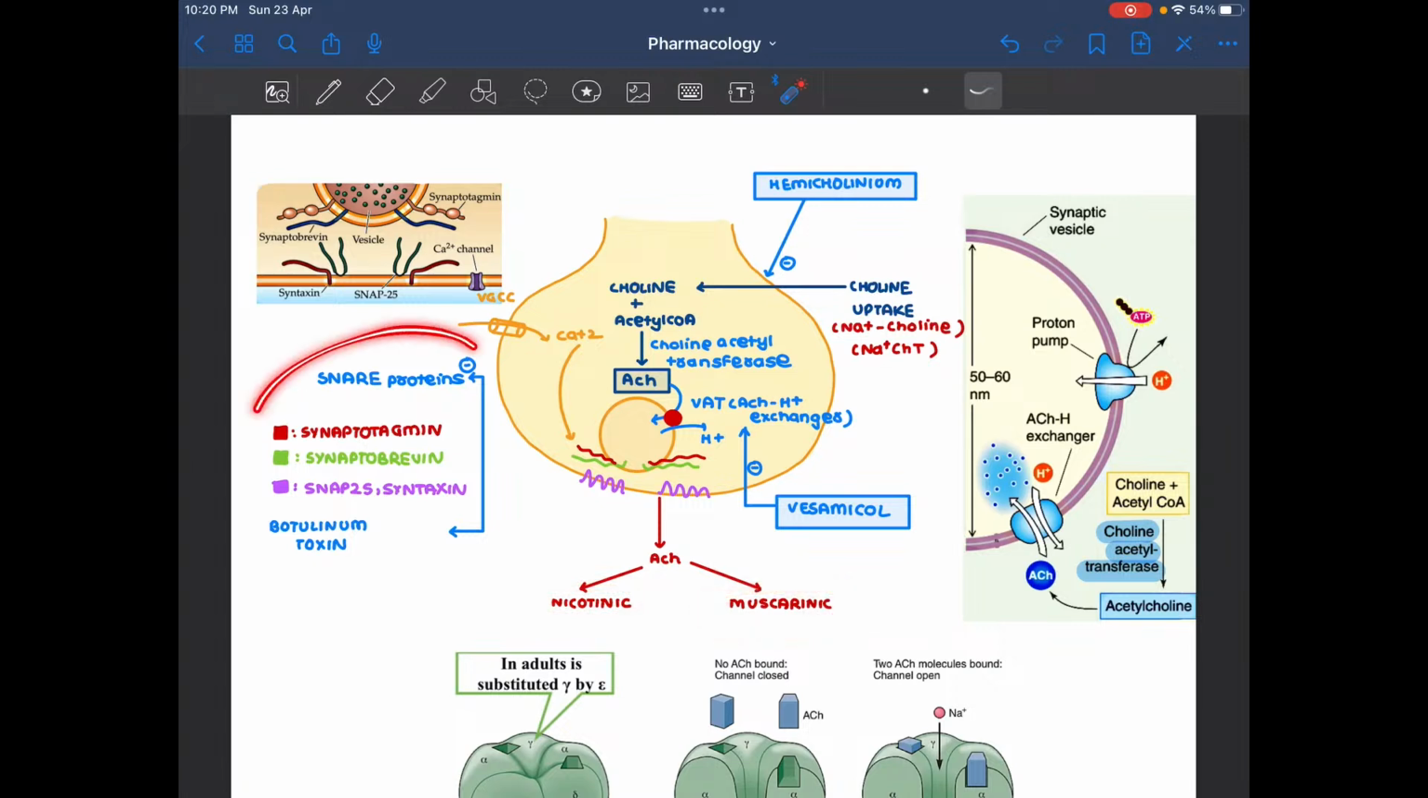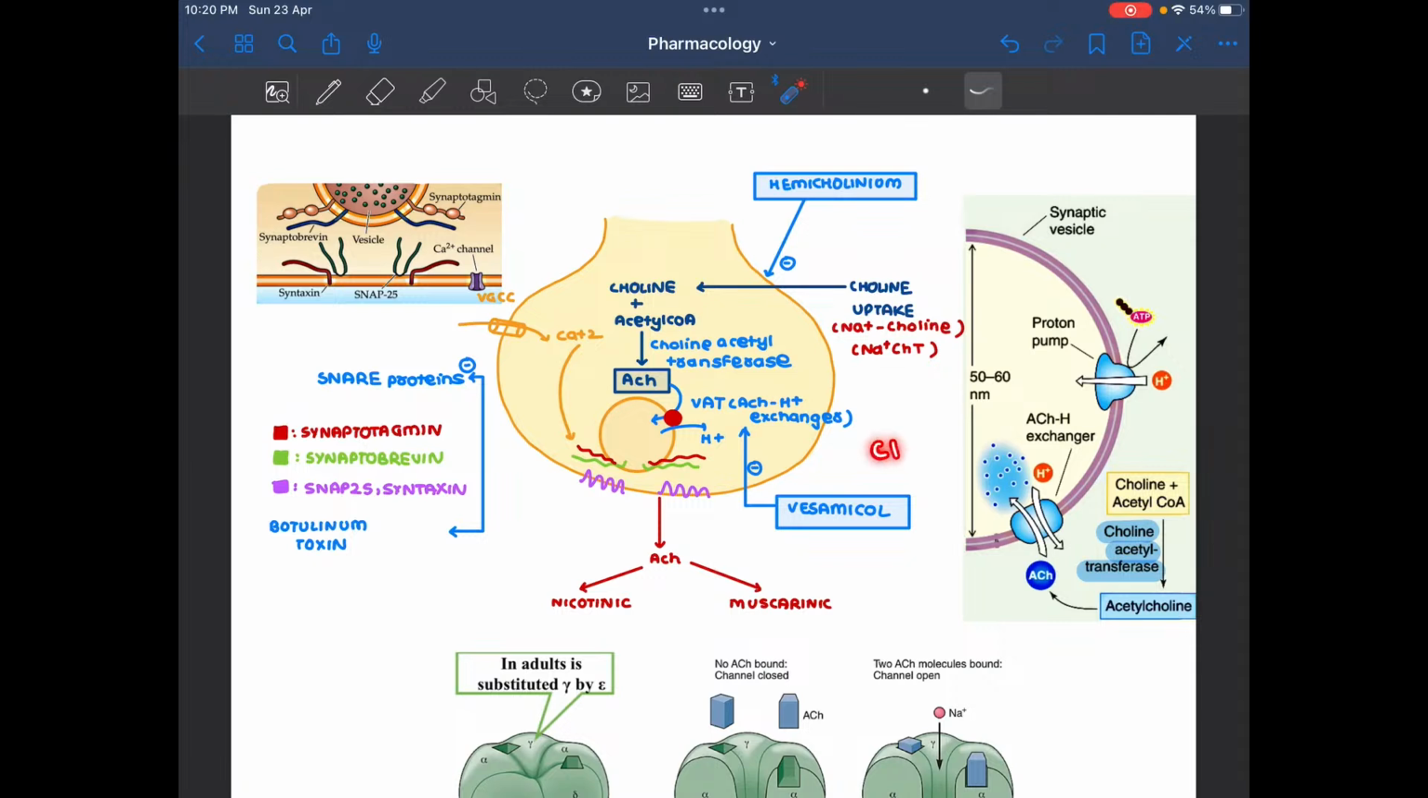And we talked about the SNARE proteins, which are going to be inhibited by something known as botulinum toxin. We're going to talk about that. Once this acetylcholine is released, we have an enzyme at the post-junctional membrane known as acetylcholinesterase, which is going to break down the acetylcholine again into acetyl-CoA and choline.